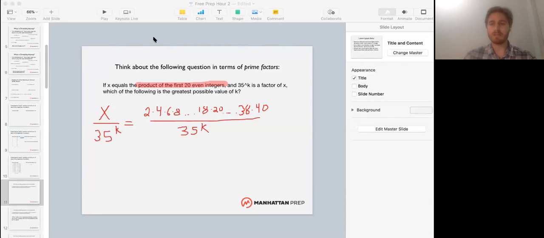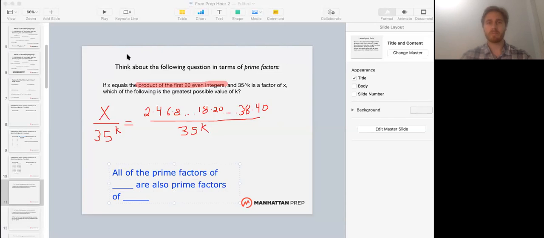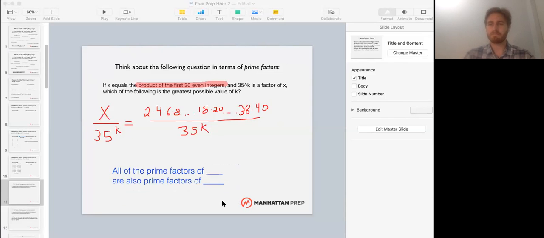Remember what divisibility really means. What does this mean in terms of prime factors? Should be something like all of the prime factors of blank are also prime factors of blank. What are those blanks? Should be all of the prime factors of 35 to the K are also prime factors of X, which is 2 times 4 times 6 times blah, blah, blah, until 40. All right, it's the same question. All of the prime factors of the denominator have got to be prime factors of the numerator.